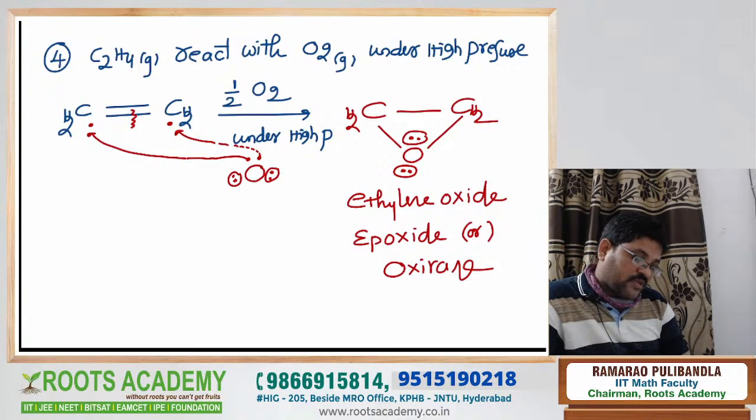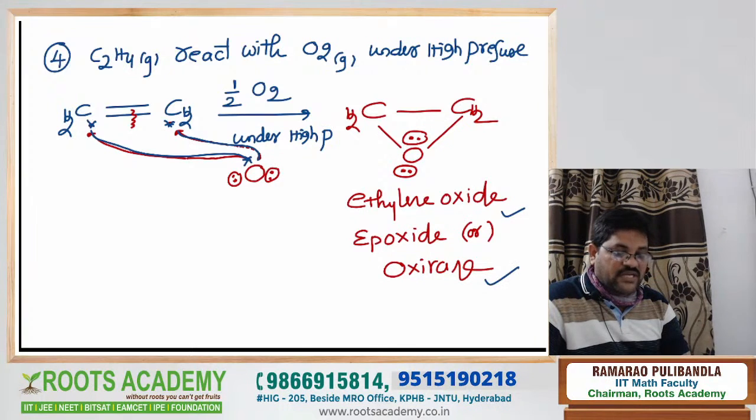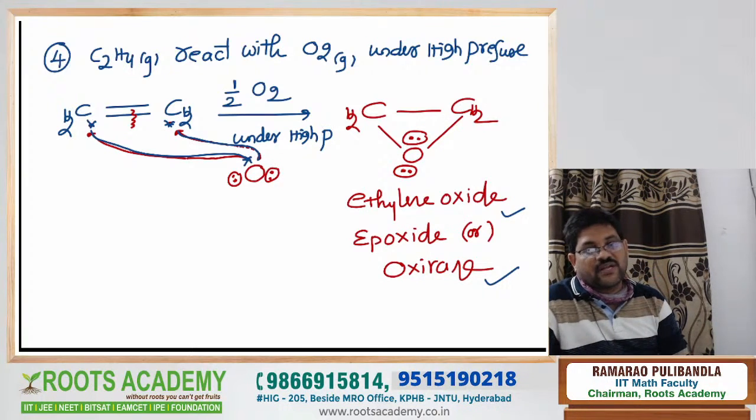So one of the pi bonds breaks down. One of the electrons of the oxygen attacks this pi bond, and you get what? Ethylene oxide or epoxide or oxirane. Understood what I am saying?